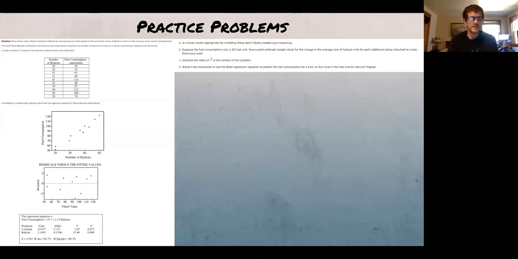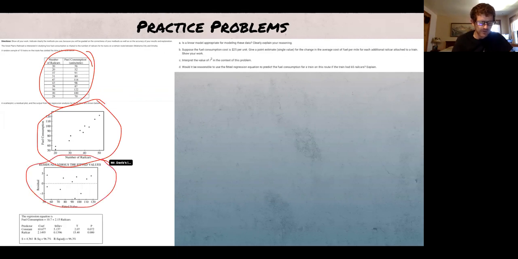It looks like there's a lot going on, but a lot of this is stuff that we should be able to quickly look at and analyze. I know it's hard to read, but basically the Great Plains Railroad is interested in studying how fuel consumption is related to the number of rail cars for its train on a certain route between Oklahoma City and Omaha. Ooh, that's scenic. A random sample of 10 trains on this route yielded the data in the table below. So we've got our data table, we've got the scatter plot, we've got the residual plot, we even have a computer printout. This is just stuff that we can refer to.